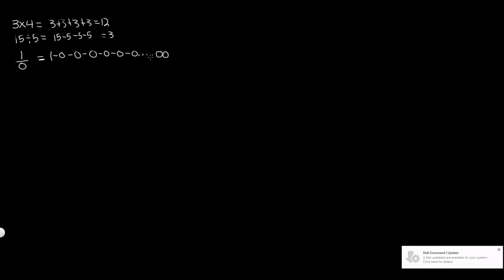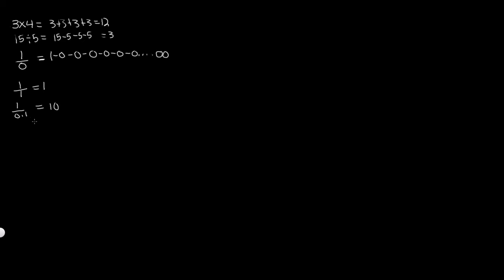Does that seem logical? Well, let's approach it from a different angle. Consider this. We have 1 over 1. Well, that is equal to 1, right? Well, let's get the denominator closer to 0. What about 1 divided by 0.1? Well, that is equal to 10. 1 divided by 0.01, that is equal to 100.